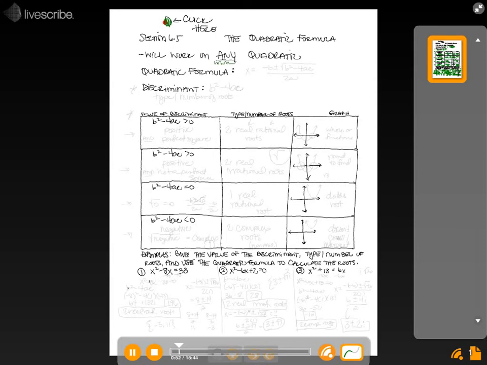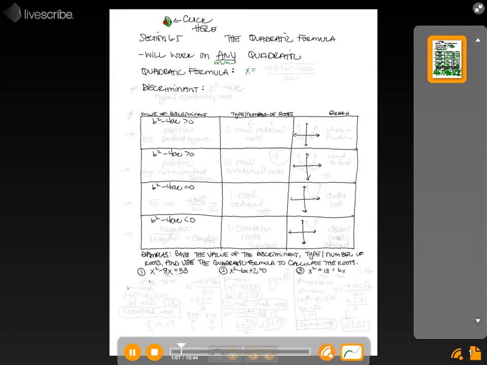The quadratic formula, like completing the square, will work on any quadratic. And it's just a formula that you have to have memorized. It's one of those formulas like the Pythagorean theorem that you should know. Once I give it to you, you need to commit it to memory.